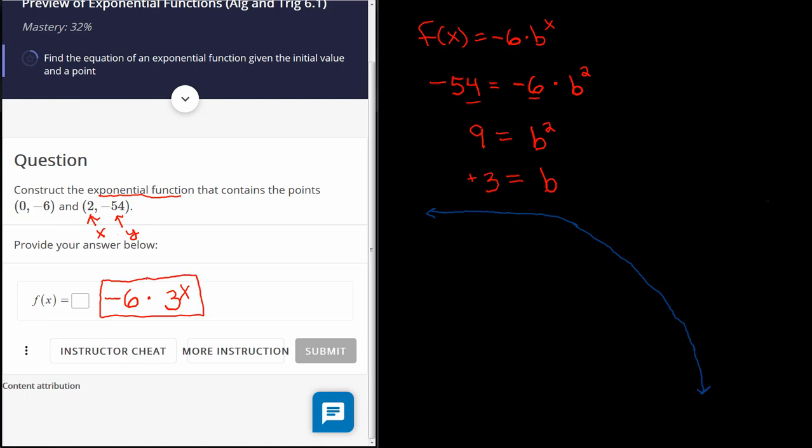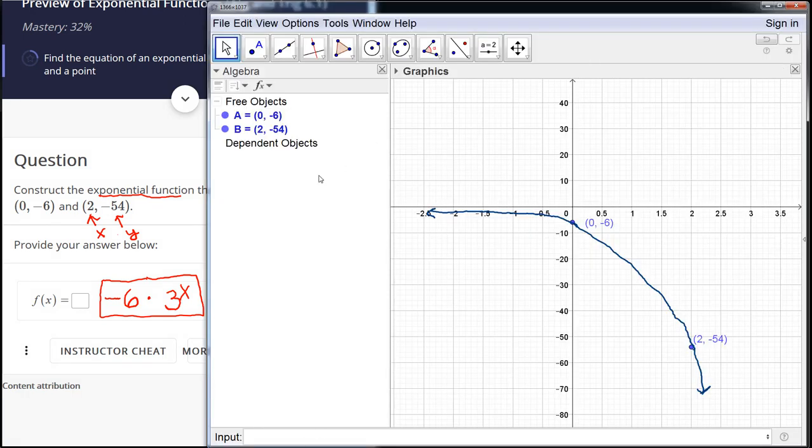But now the fun part. You might think we're done, but no, I have to do the fun part now. And the fun part is using GeoGebra to check my answer. So there's GeoGebra, and let's graph this function. Let's graph y is equal to negative 6 multiplied by 3 raised to the x power.